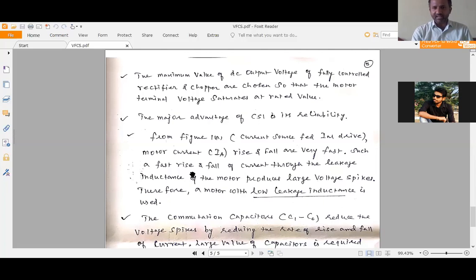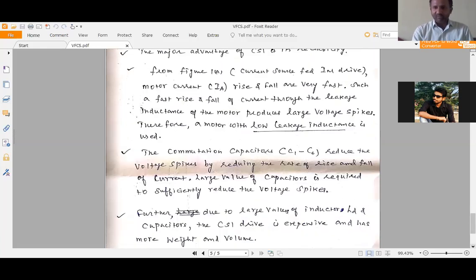Such a fast rise and fall of current through the leakage inductance of the motor produces large voltage spikes. Therefore, a leakage inductance is used in order to control these large voltage spikes, the leakage inductance that we have connected in the circuit diagram. That is the main purpose of using this leakage inductance, which is connected in the DC link.